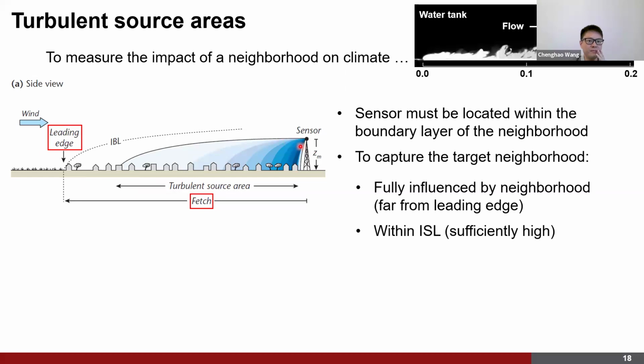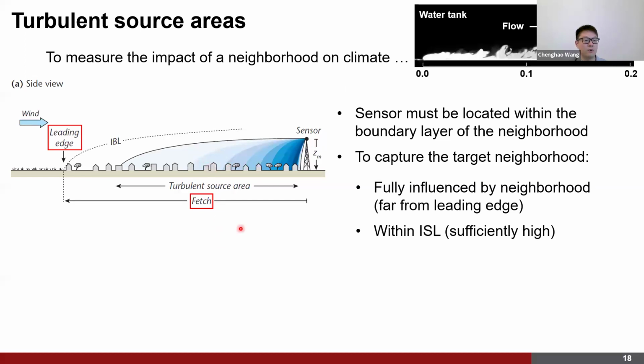So we must make sure that the sensor is located well within the inertial sublayer, for which a rule of thumb is that the sensor height is at least 1.5 or 2 times the mean height of the buildings. So in this case, the sensor will be well above the roughness sublayer, but still within the surface layer of this urban boundary layer, so that it will not be influenced by individual roughness elements. Instead, it is measuring the integrated effects of the underlying buildings.